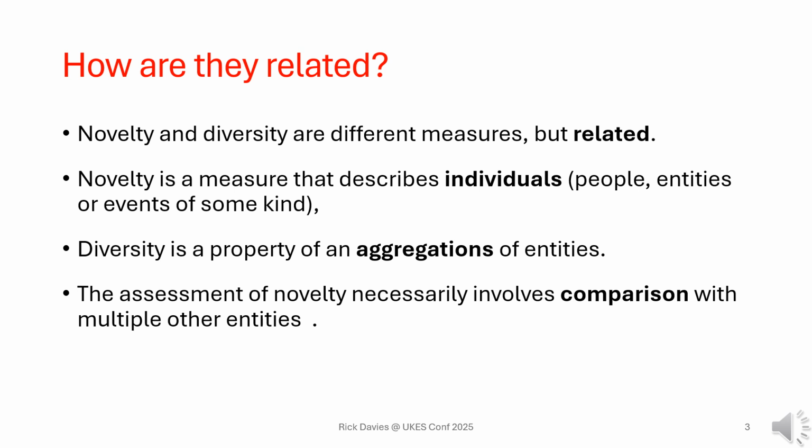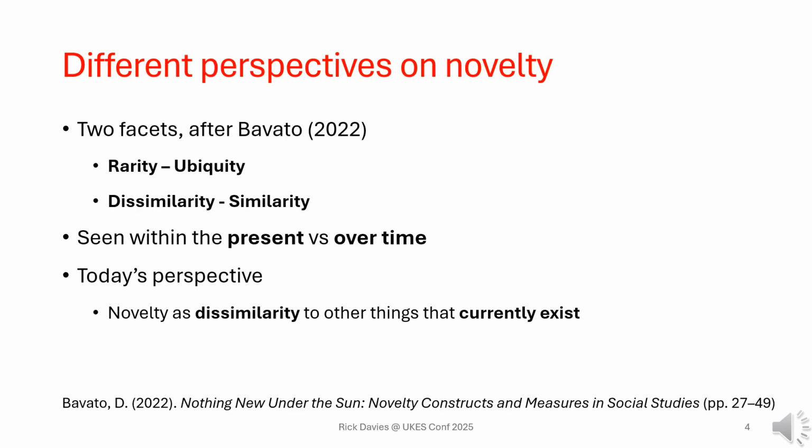The assessment of novelty necessarily involves some form of comparison with multiple other entities. I'll give a practical example of this shortly. How can we define novelty? There have been many different attempts to define novelty in one measurable form or another. A recent paper by Bavato reviewed and summarized this work and concluded that there were two underlying dimensions behind many of these definitions. In their words, novelty is generally regarded as a function of frequency or proximity, or in other words, rarity and dissimilarity.